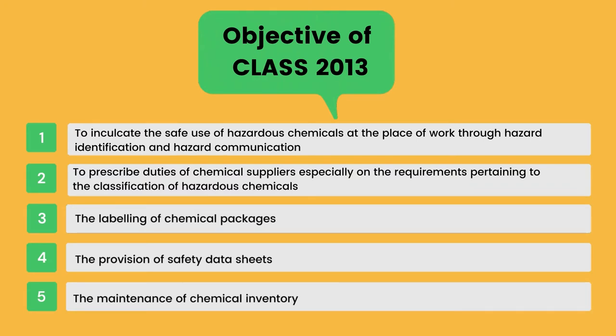To inculcate the safe use of hazardous chemicals at the workplace through hazard identification and hazard communication. 2. To prescribe duties of chemical suppliers, especially on the requirements pertaining to the classification of hazardous chemicals. 3. The labeling of chemical packages. 4. The provision of safety data sheets. 5. The maintenance of chemical inventory.